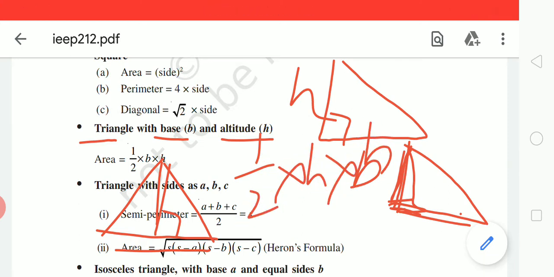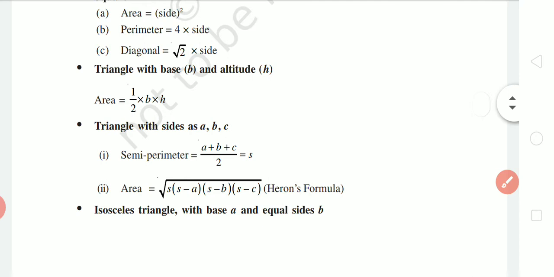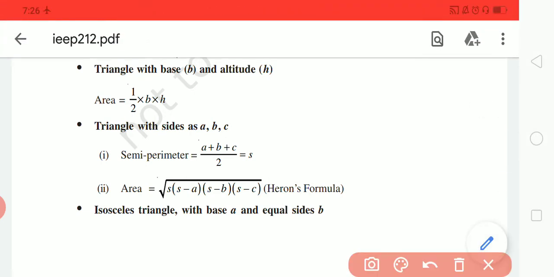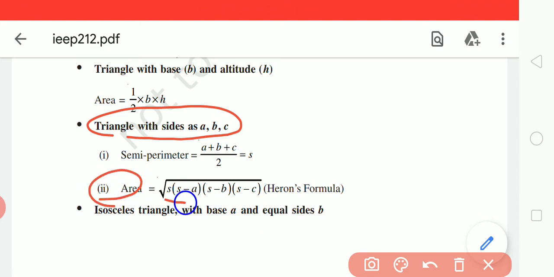So you are quite familiar with this formula. In the earlier classes you did many questions with these formulas. Now the triangle with sides A, B, C, this is the main thing. When you have a scalene triangle, meaning all the sides are unequal, in that we will use Heron formula. So in this you can find the area by using the square root of S into S minus A, S minus B, S minus C.